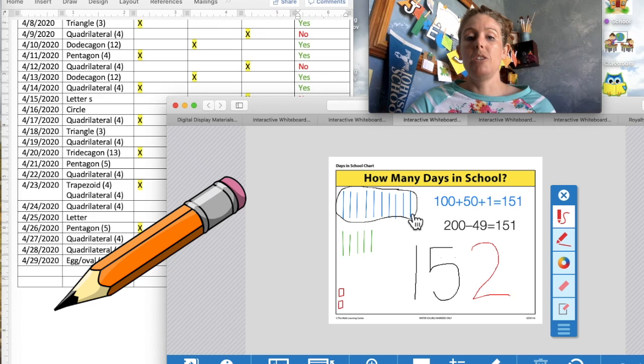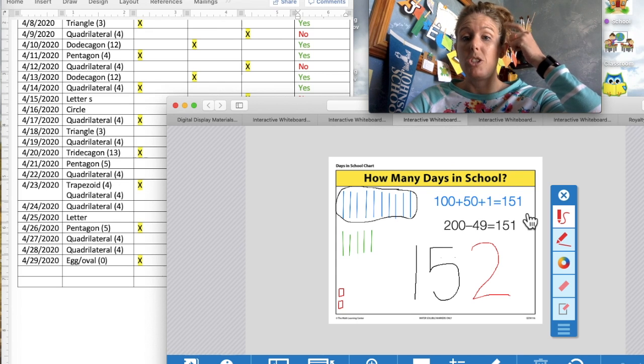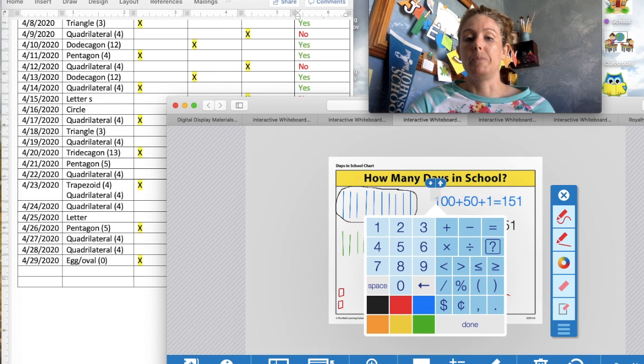So we have 152. Over to our expanded notation, we have 100 plus 50 plus 1 equals 151. I want you to think, math geniuses, what do we need to change here to match our picture? Since this is more of an expanded notation picture, and this is our numbers for our sentence, what do we need to change?